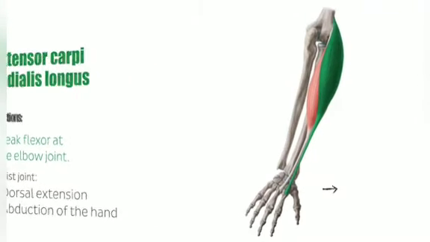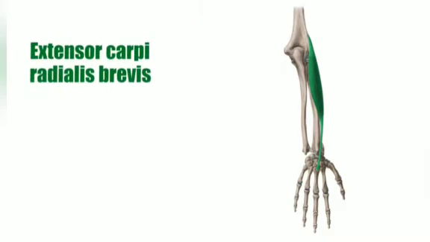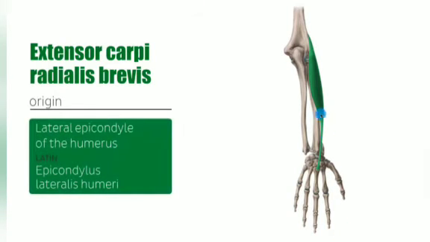We're moving on to the next one. This seen here highlighted in green is known as the extensor carpi radialis brevis. This one is shorter and thicker than the extensor carpi radialis longus. It arises from the common extensor tendon of the superficial extensors at the lateral epicondyle of the humerus, as you can see here.